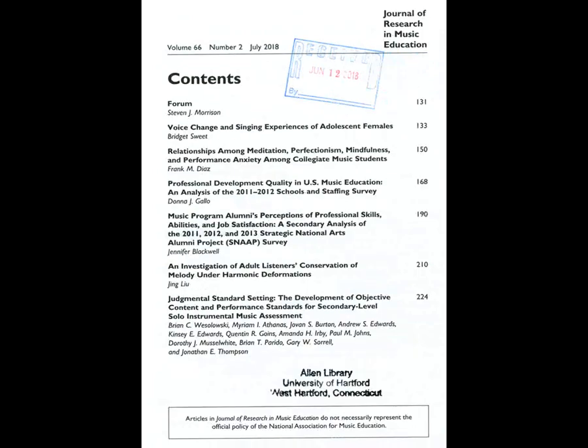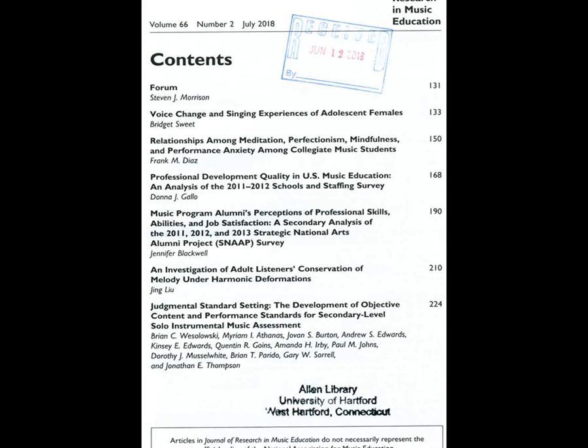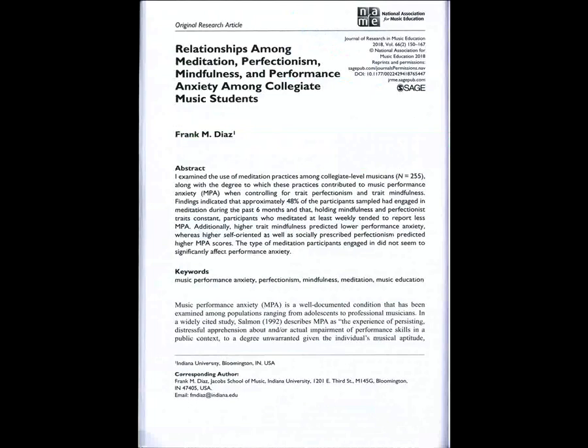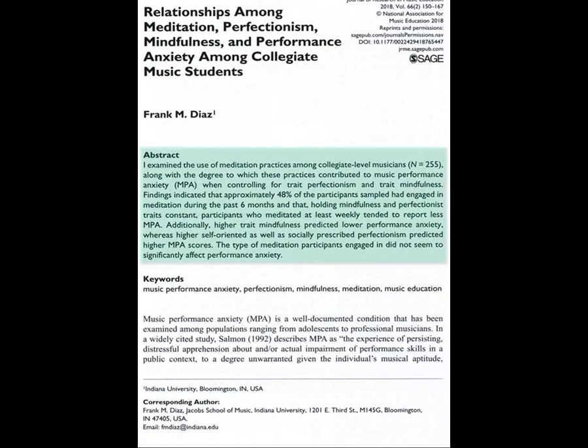Note that there are far fewer articles in the academic journal. That's because each article is 15 to 20 pages long, rather than 2 or 3 pages as in the professional journal. In other academic journals, they may be even 30 pages or more. Now, if we were looking for this article by Frank Diaz, we would turn to page 150 and find the full article. We also find here an abstract.